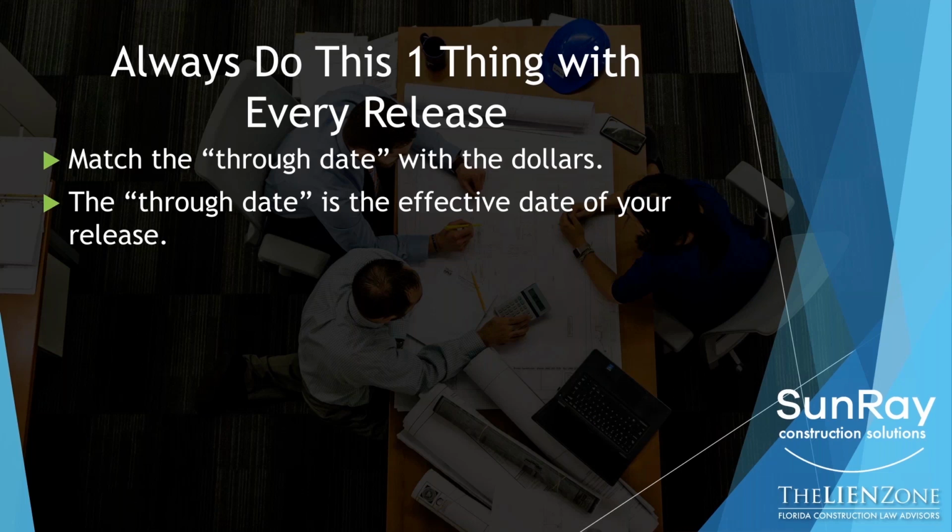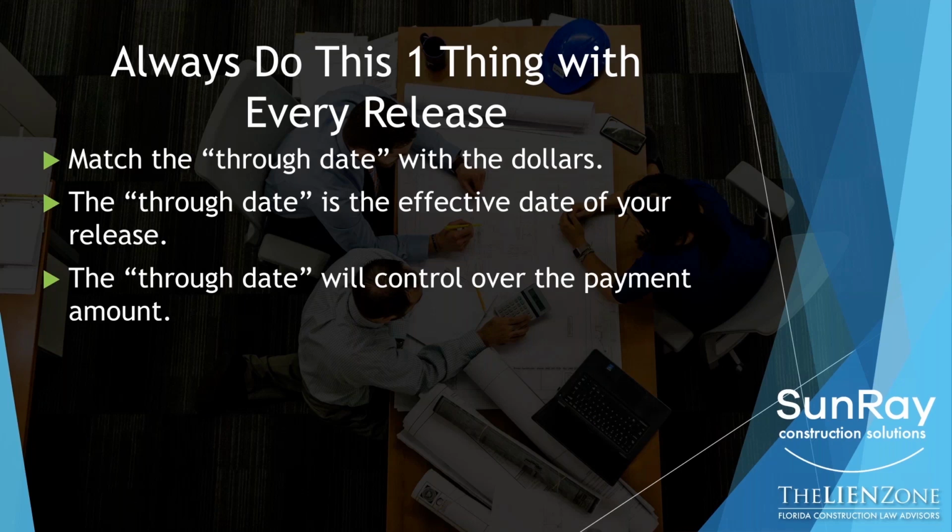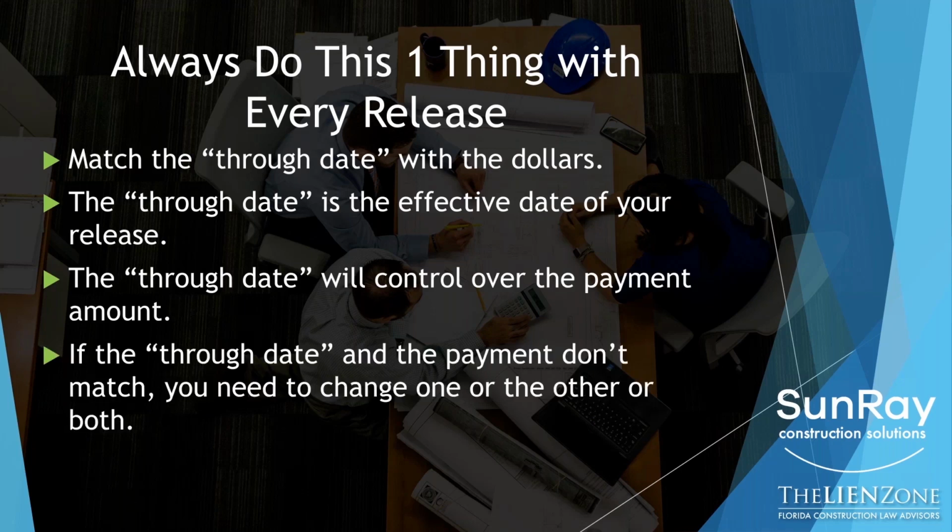Alternatively, if you're not going to change the through date, then you need to change everything so that you get the $50,000. Because if you're not going to get $50,000 to the end of the month and you sign a release with a through date through the end of the month, you will lose all of your lien rights through the through date. So again, remember, as between the through date and the dollars, it's the through date that matters most.